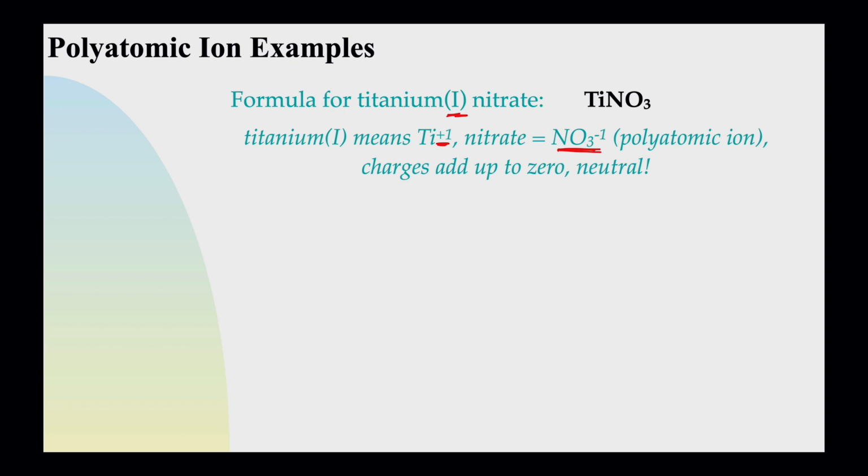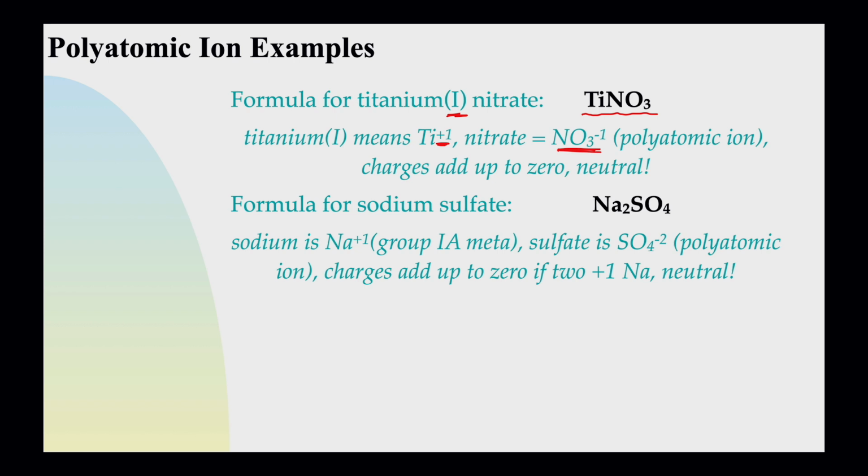Notice that if you have a polyatomic ion, you're going to have more than 2 elements present. So in this example, we have titanium, nitrogen, and oxygen. In the other examples we saw, we only had 2 elements present at one time. That's a hint for being able to see a polyatomic ion is present.